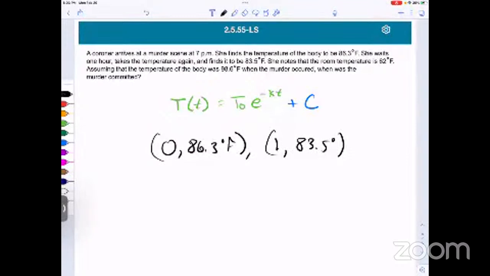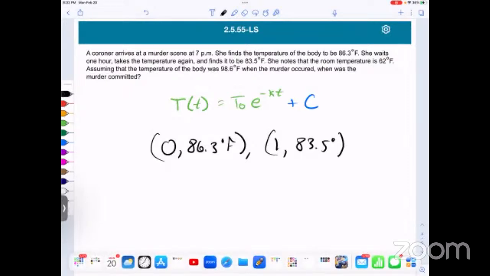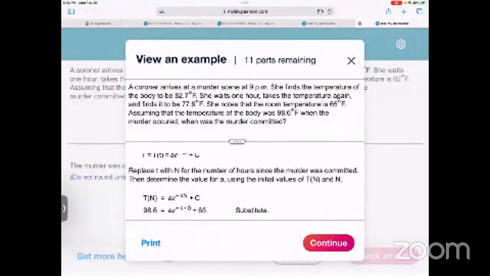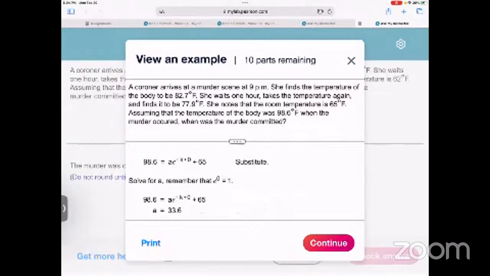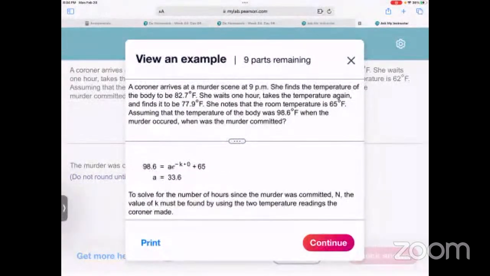Let me think. That should be the initial temperature of the body. So what are we missing there? If we plug that in, we're going to have T naught. That should be 98.6. Let me check one other thing. View an example. 98.6, that's fine.